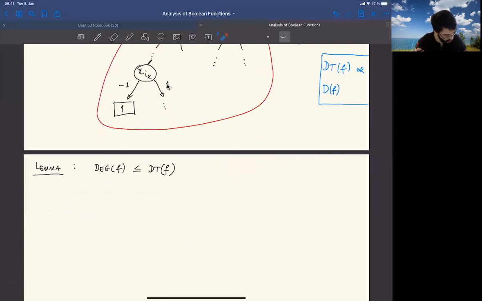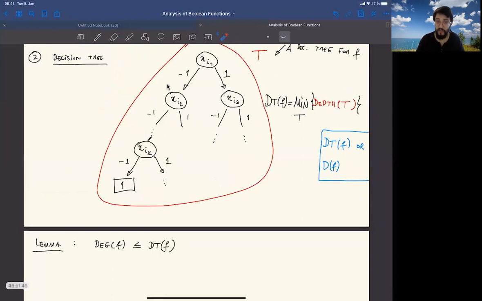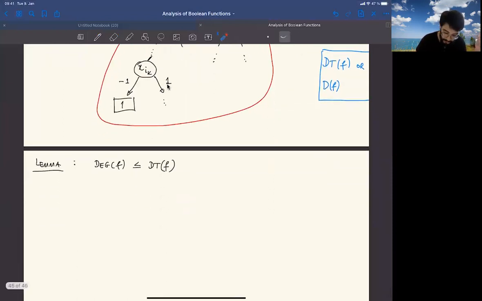As an exercise, perhaps you can write the decision tree for the majority function, for instance, and you can play around with these things. Since we're already talking about decision trees, let me introduce the randomized decision tree complexity. I said I wouldn't, but I will now.